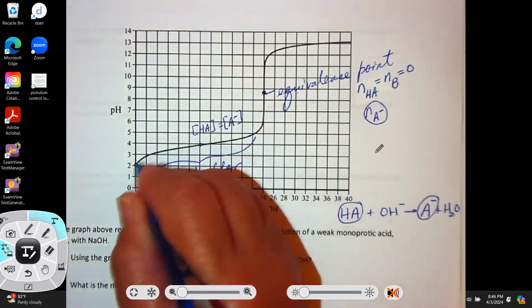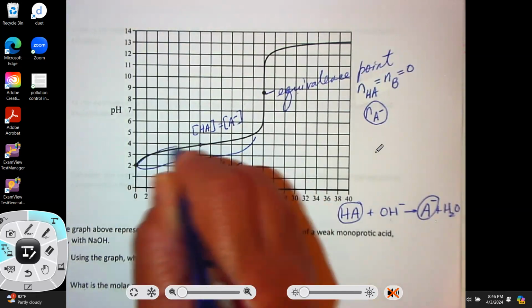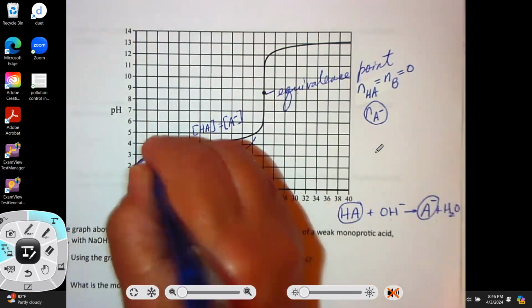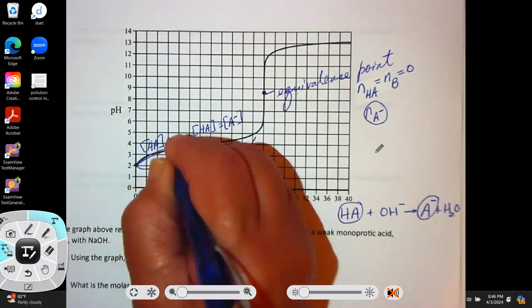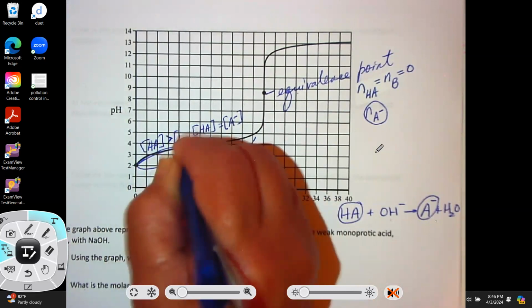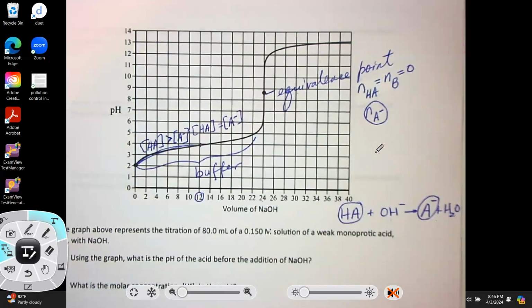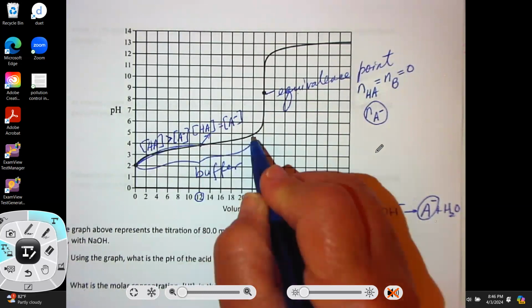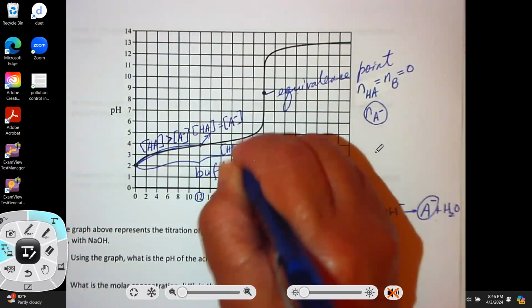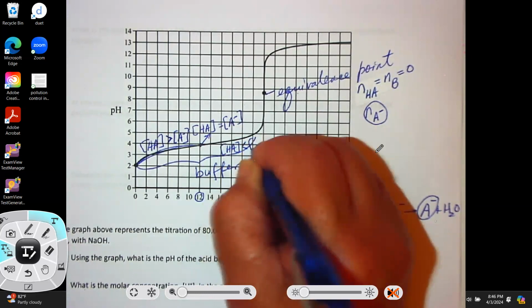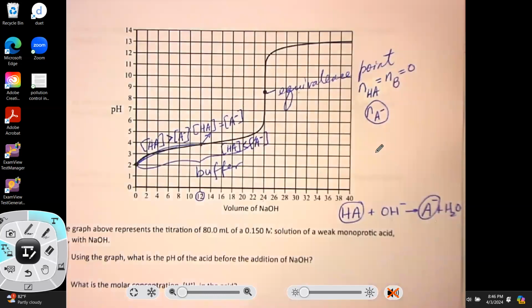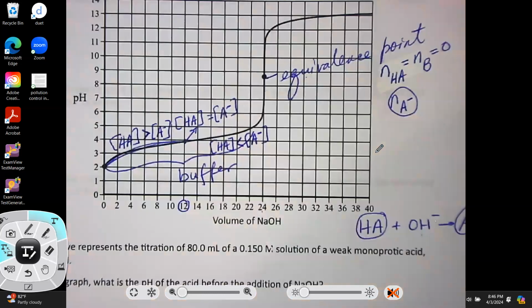Before that, before the half of the equivalence point, so during all this section here, the concentration of your acid is always going to be greater than the concentration of the conjugate base. And after the half equivalence point, which is this section here, the concentration of the acid is going to be less than the concentration of the conjugate base. Let me make that bigger so that you guys can see it well.